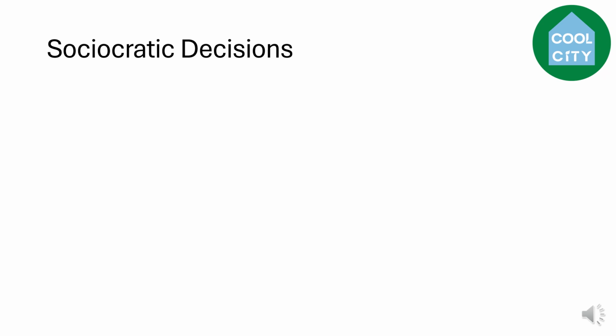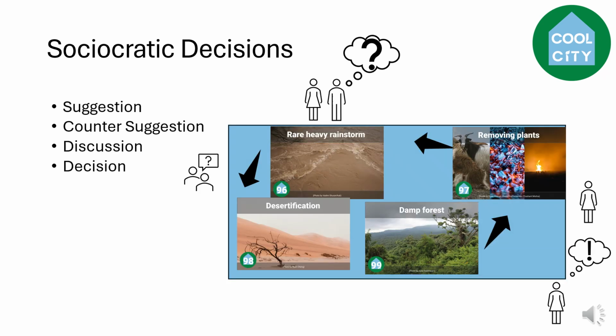Sociocratic voting process. One person makes a suggestion, for example, "I would like to put the damp forest here because the map fits the situation." Others can add to or modify suggestions, for example, "I would rather start with removing plants." The group discusses the suggestions and votes. Everyone has a chance to speak so that all opinions are heard and an arrangement is found that everyone agrees on. Once everyone is satisfied with the arrangement, the cards can be linked with the wooden sticks. Then it's on to the solution.